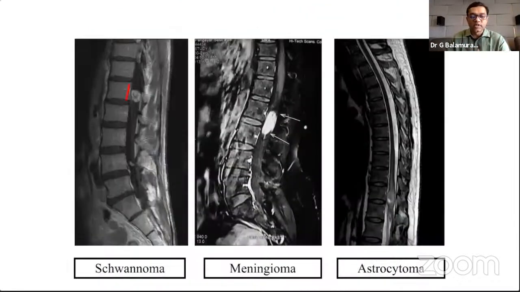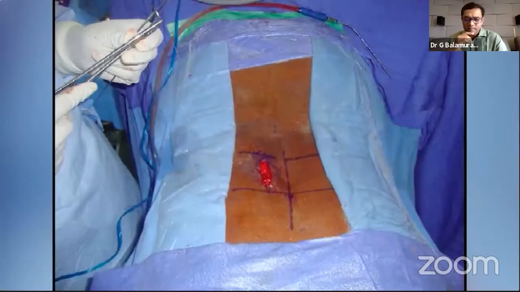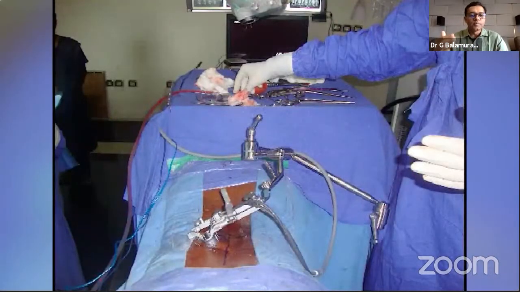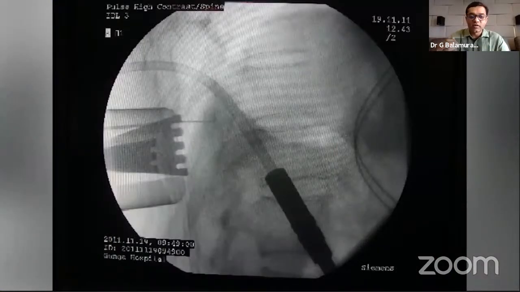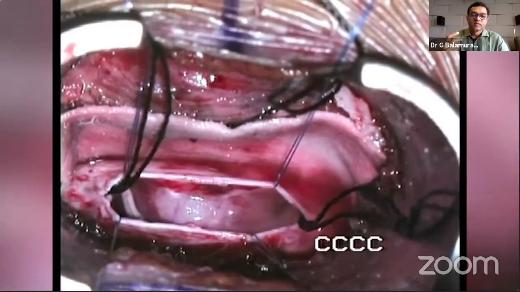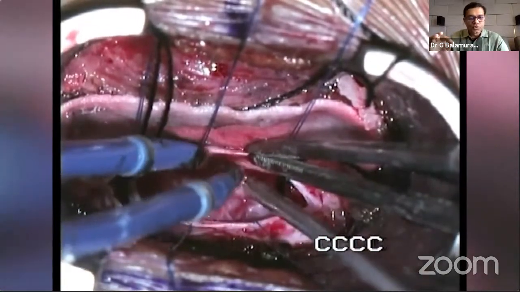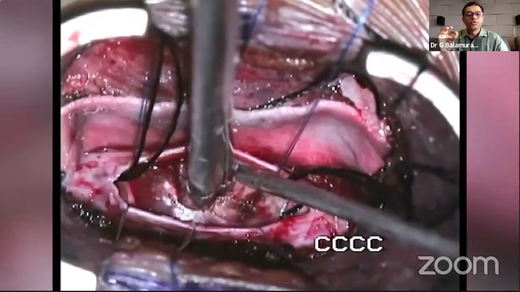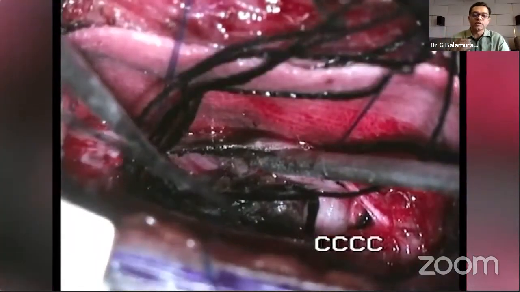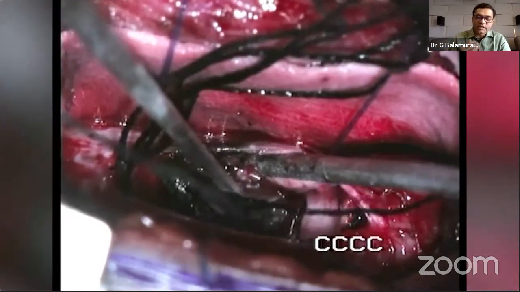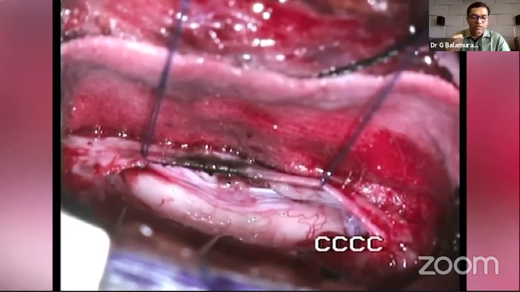So you can approach tumors up to two vertebral body levels with an expandable tube. I've done schwannomas, meningiomas, and astrocytomas. Here's an example of a 38-year-old male who was under follow-up and didn't want surgery, but eventually he had cauda equina. This was at the level of L1. Here you can see it's docked through a tube. We exposed the dura. You do an intracapsular approach, going within the tumor, decompressing it, and slowly releasing it from the outside. It's a neurofibroma, and you can very beautifully take it out.